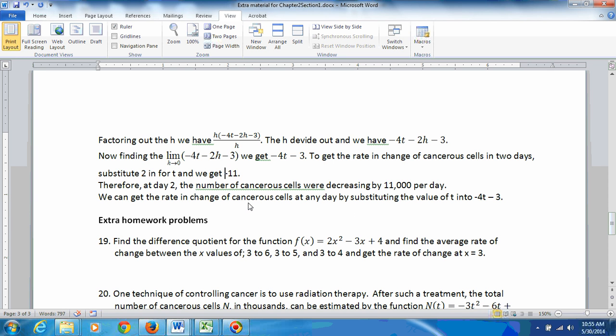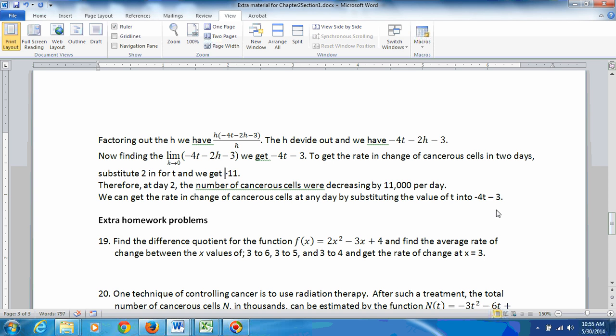We can get the rate of change of cancerous cells at any day by substituting that day, day 1, day 2, day 3, whatever, into this function right here that we just derived, -4t - 3.